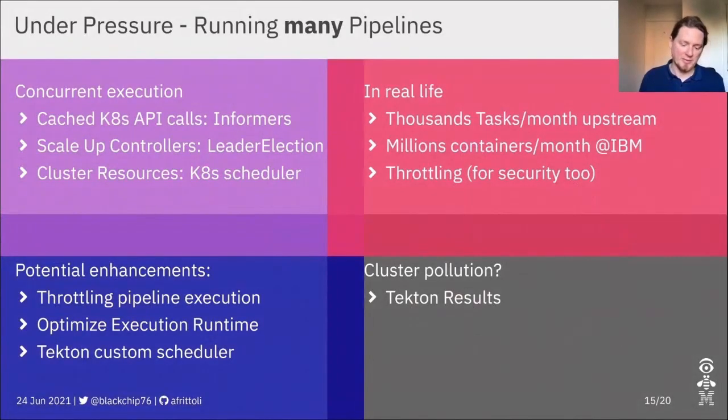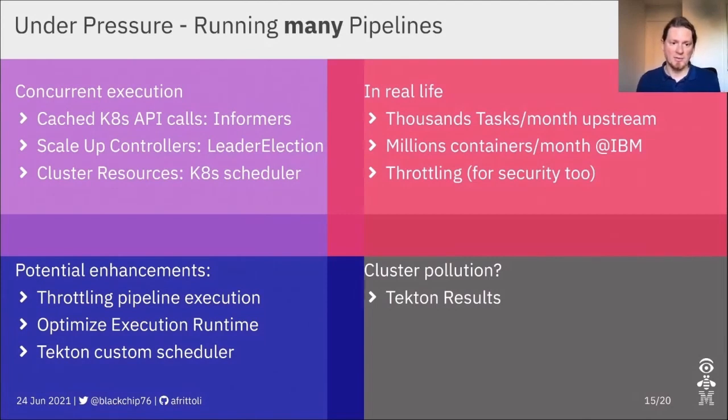The other aspect of scale at runtime is running many pipelines in parallel. And there are a few things that Tekton does here to make sure we don't run into scaling issues. First of all, calls to the Kubernetes API are cached. So we use informers everywhere to make sure we don't get rate limited by the Kubernetes API.